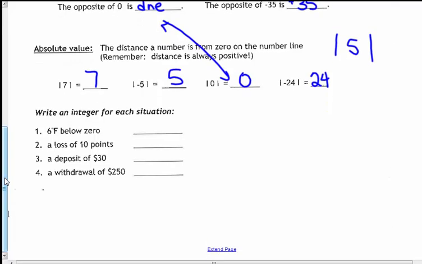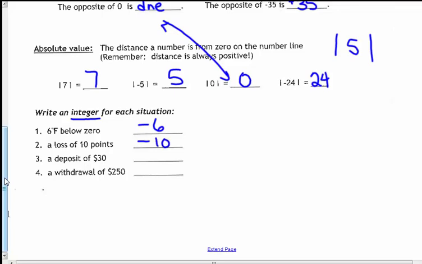Write an integer for each situation. 6 degrees Fahrenheit below 0. I'm just writing the integer. I'm not putting labels on it. 6 degrees Fahrenheit below 0, the integer, the number that would represent that is negative 6. A loss of 10 points, negative 10.